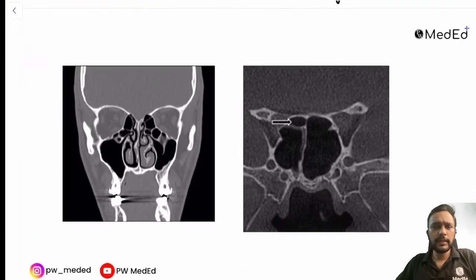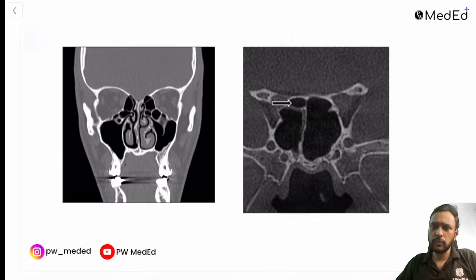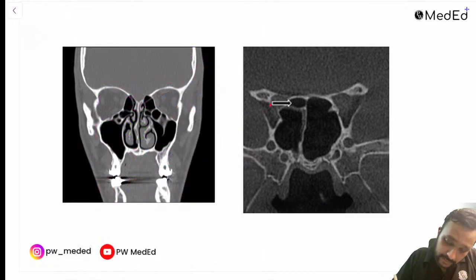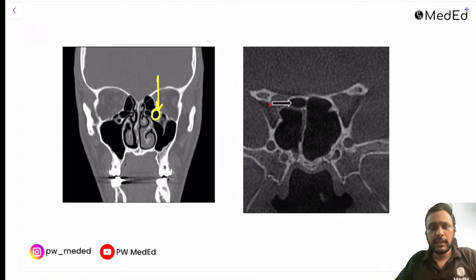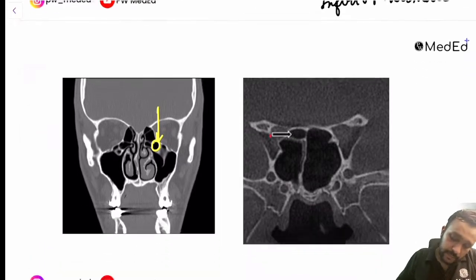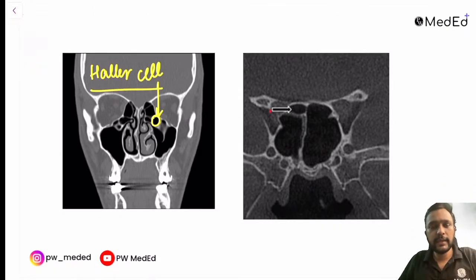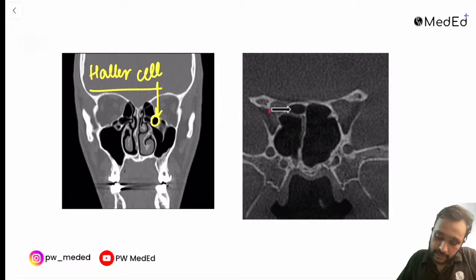So two important cells which I wanted to show you, which can be asked in your INI-CET exam, which you guys can be asked to label in the INI-CET exam, right? So this cell, which is seen inferiormedially to the orbit, remember this is your Heller cell. You must have read in the ENT, but they can show you a radiological image. A cell which is seen inferior-medial to the orbit, right?